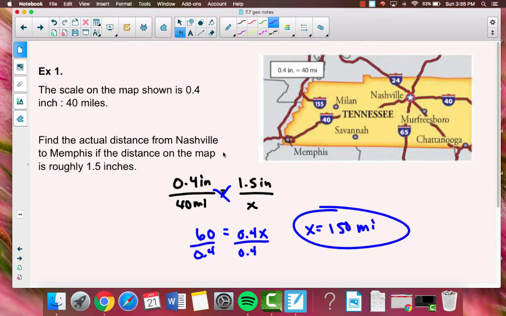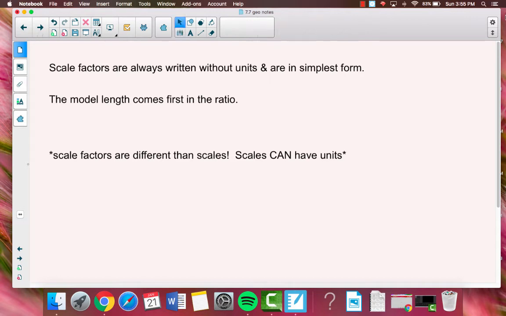Okay. Now, what is important and what can get a little tricky in this section is the difference between scale factors and scales. Scale factors are always written without units and they're always going to want to be reduced. So that might be 1 to 2 or 5 to 7 or 6/8, and then you'd have to reduce it. So they're always written without units. So no inches, no feet, no centimeters, nothing. And when we talk about these particular ratios, usually the model comes first. That's important just to be consistent, so that we know we're referring to the model first and then the actual object second. And you'll see why here in a little bit.